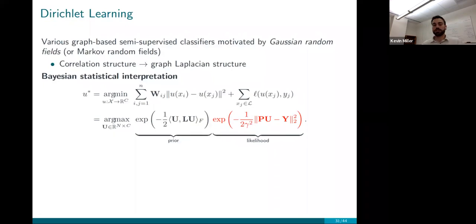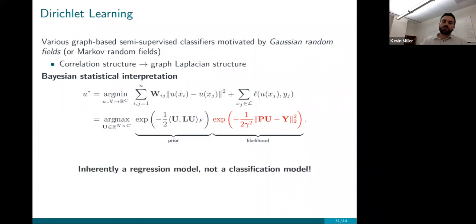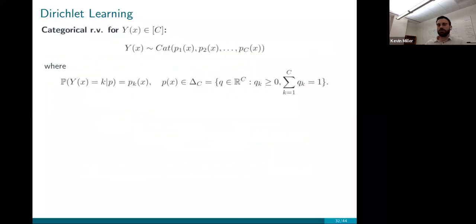So if the loss function was a mean squared error, then we'd actually have that the posterior distribution would be Gaussian because the prior and the likelihood both correspond to Gaussian distributions. While this is really interesting and allows one to create active learning acquisition functions that relate to the variance and other statistical measures of the corresponding posterior distribution, in this current form, it's inherently a regression model, not a classification model. And so we introduce this idea of what we'll call Dirichlet learning to present maybe a more Bayesian classification type of framework for these semi-supervised classification models.